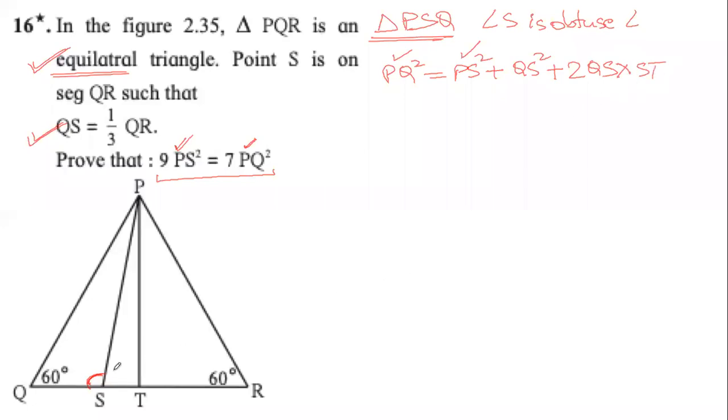Where is this T? We are constructing an altitude, a perpendicular PT to QR. That is the construction. PT perpendicular to QR. And because QS is much smaller than RS, S becomes obtuse. S is on the left hand side of the T. This is our first equation.